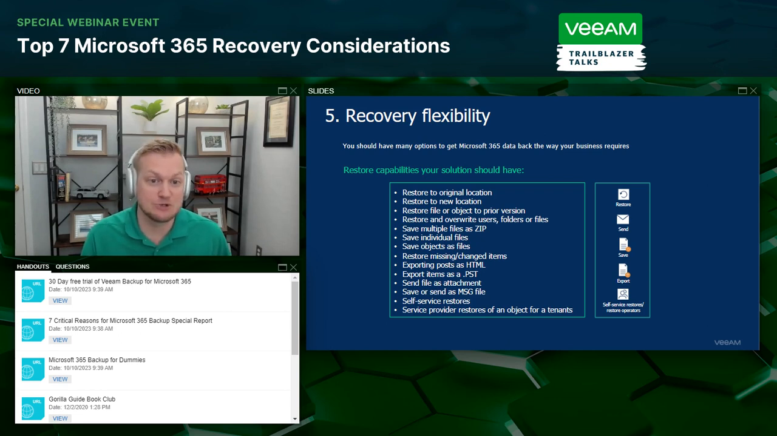When you have restore to original location, you might say, okay, well, most vendors can do that. When you start getting to new location, or once you start getting to these unique file types or these export options or self-service options, that's when you really start to narrow it down to very specific backup vendors. Because once you go further down that list, you're going to see that the list really shrinks down to very specific backup vendors that you can work with that are able to deliver all of these restore options that you might need.